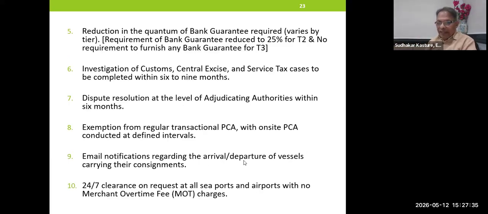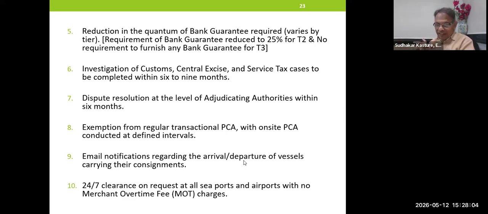Reduction in quantum of bank guarantee. Where a bank guarantee is required, it is reduced to 25% for tier 2, and no requirement to furnish bank guarantee for tier 3. Investigation in customs, central excise, service tax, whatever old issues that were pending will finish within 6 to 9 months. Dispute resolution at the adjudicating authority within 6 months, tribunal, etc.